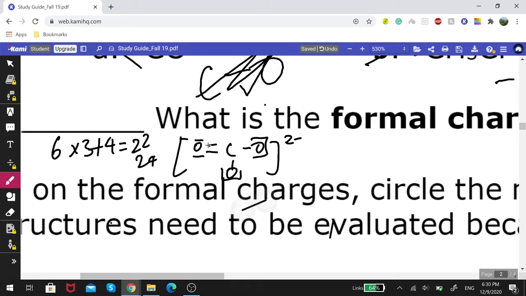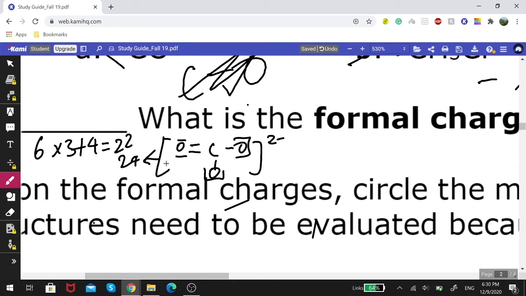Alright, now this matches. Now we should see if it matches the formal charge. So let's see the C. The C has 4 valence electrons, subtracted by the number of things around it. We have 1, 2, 3, 4 things around it. So that equals 0. Now the double bond O has 6 valence electrons minus 1, 2, 3, 4 things around it, which equals positive 2.